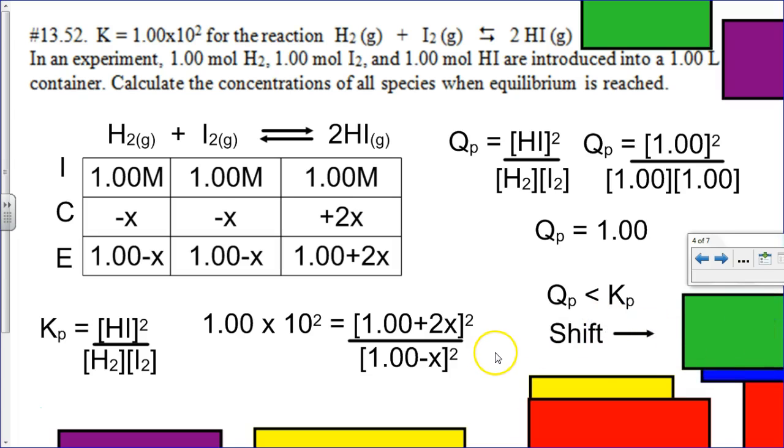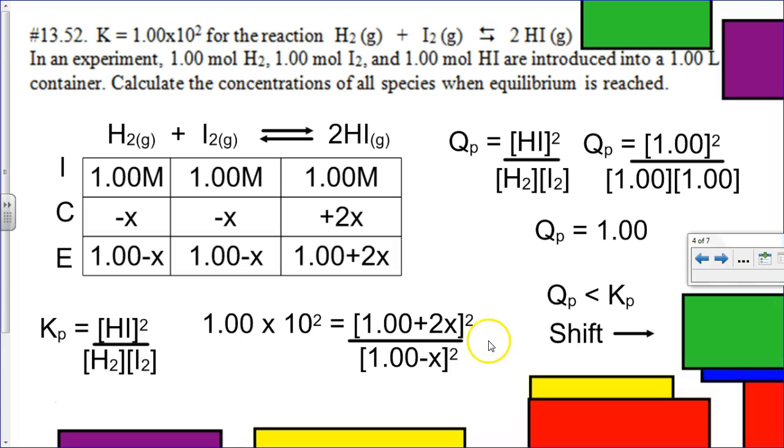Now here is a little tricky piece that you're allowed to do. If you notice, we have this (1 plus 2x) squared term on top, this (1 minus x) squared term on the bottom, and we have 100 on the left-hand side. So if we wanted to, we could square this term and get an x squared term, a single x term, and a numerical term up top. We could square the bottom; we would have an x squared term, a single x term, and then a numerical term on the bottom. But that would get really ugly and really messy really quickly.